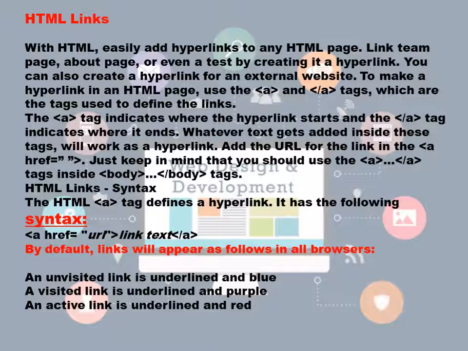By default, a link will appear as follows in all browsers. An unvisited link is underlined and blue. A visited link is underlined and purple. An active link is underlined and red. So these are some colors for the link.